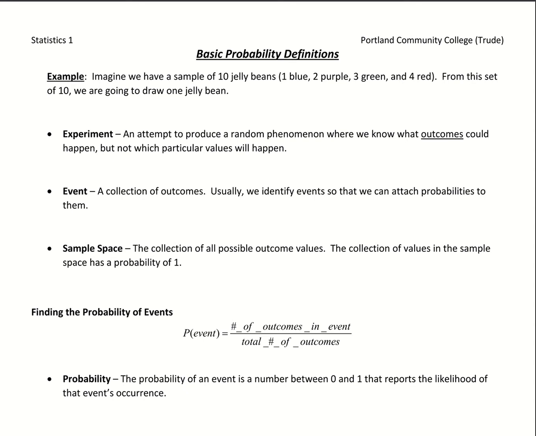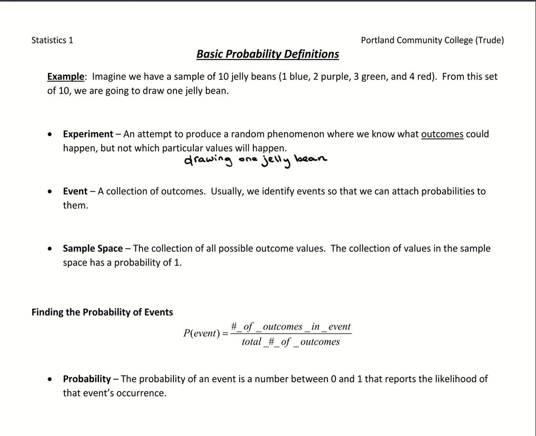An experiment is an attempt to produce a random phenomenon. In this case, our experiment is this idea of drawing a jelly bean from the bag. Drawing 1 jelly bean. So that's our experiment here. We're taking 1 jelly bean out of a bag.